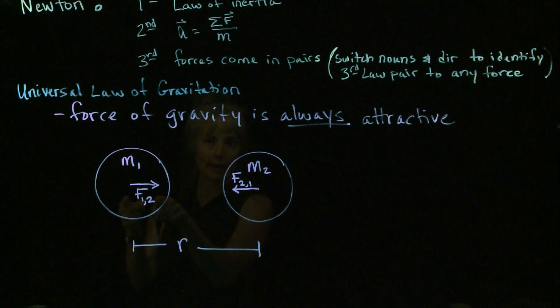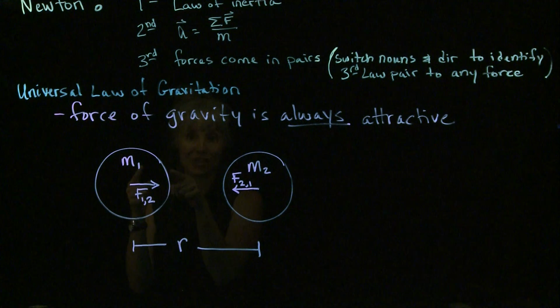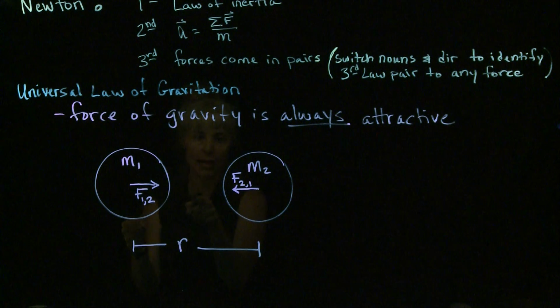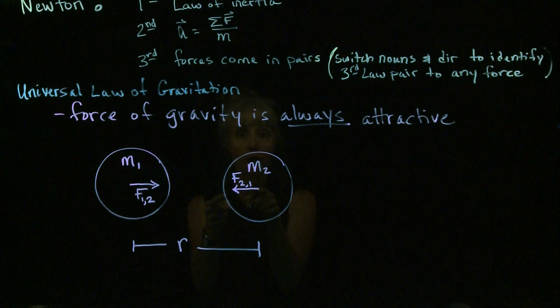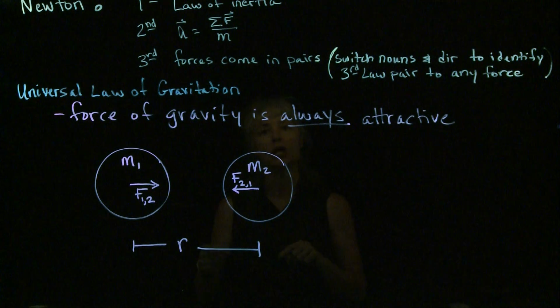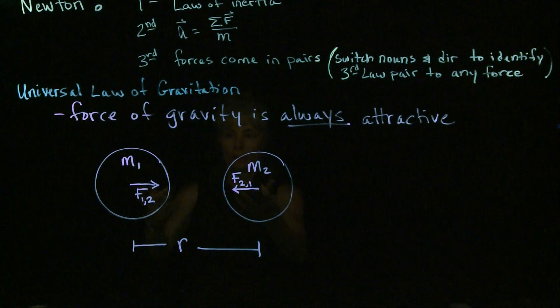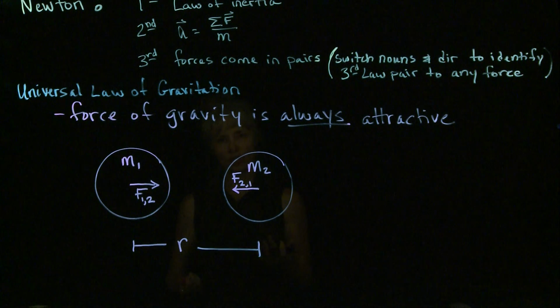Looking at this force, this is the force on 1 by 2, and it's pointing to the right. This is the force on 2 by 1, and it's pointing to the left. So that clearly defines a Newton's third law pair as well. These give me the directions of the two forces. What about how large they are?